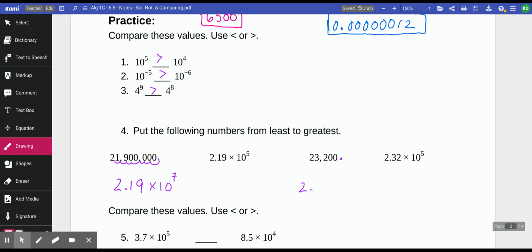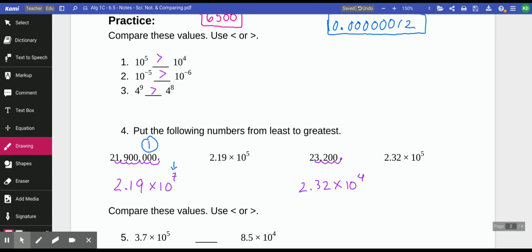And I'm going to do the same thing here. This is going to be 2.32. Right, this is going to be a bigger number as well. 1, 2, 3, 4. We had to move that one 4 times. So now all we really have to look at here is which has the bigger exponent. So of all these numbers, 1, 2, 3, 4, right? This one's got the biggest exponent. So this is going to be the largest number.